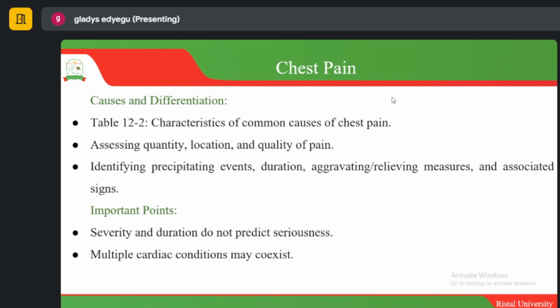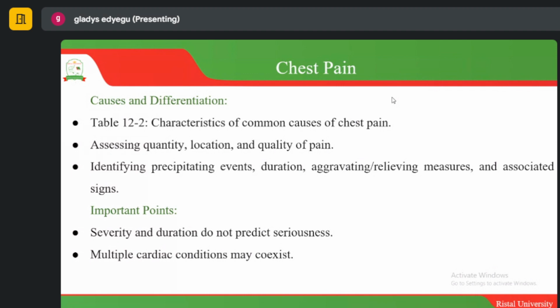The aggravating factors are what stimulates the pain, and also the relieving factors you should know, because you can encourage your patient to have those relieving measures so that he does not feel the pain. He may tell you, when I sit or lie in a sitting up position, I feel a bit relieved. So you encourage your patient, especially those who have cardiovascular conditions, to always lie in a sitting up position to relieve compression on the heart, and that will help them get relieved from the pains.